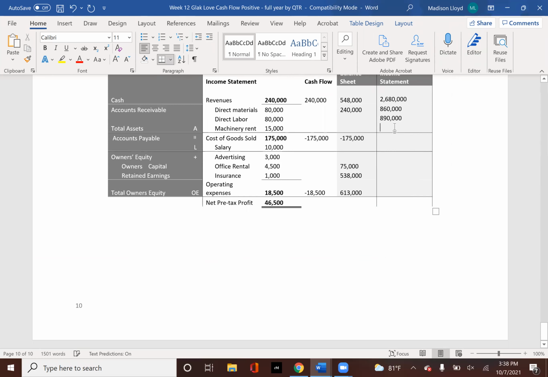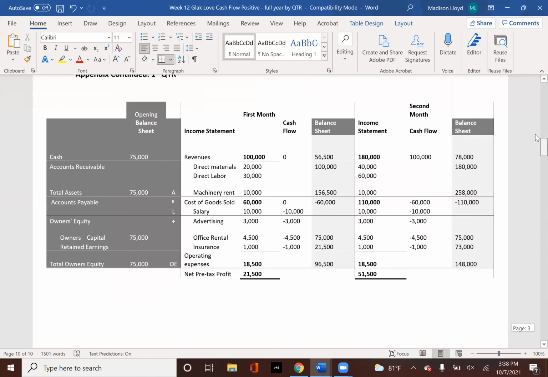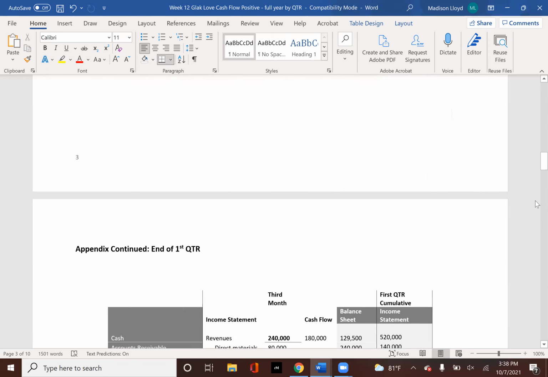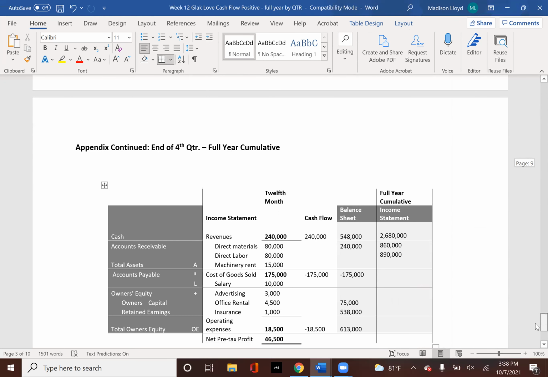Okay. Go here, your machinery rent, $15,000 times 10, because 10 of our months are the exact same, gives you $150,000 plus $10,000 for our first month, plus $10,000 for our second month, $170,000 cumulative machine rent.